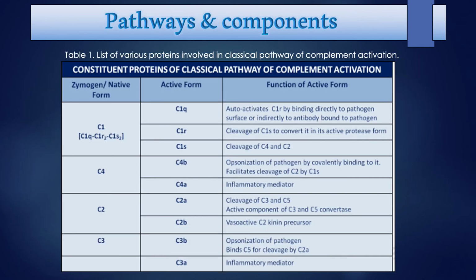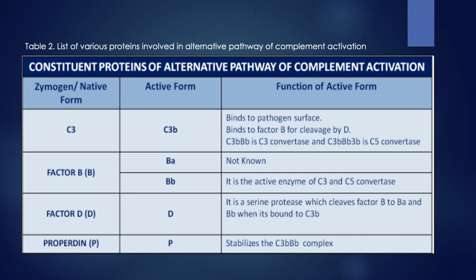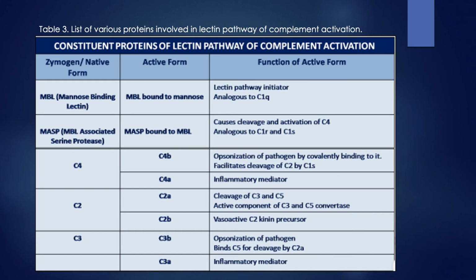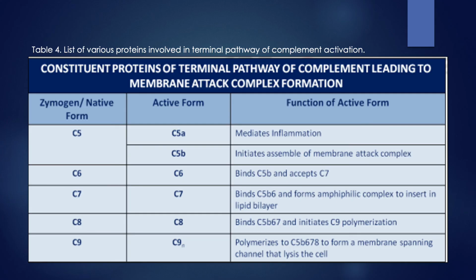Next, we have Table 1, which lists the various proteins involved in the classical pathway of the complement activation and their functions. In Table 2, we have a list of the various proteins involved in the alternative pathway of the complement activation with their functions. And in Table 3, we have a list of the proteins involved in the lectin pathway of the complement activation and their functions. Table 4 shows a list of various proteins involved in the terminal pathway of complement activation and their functions.